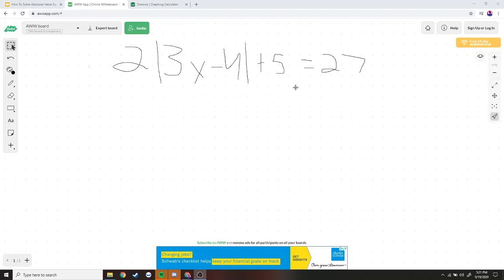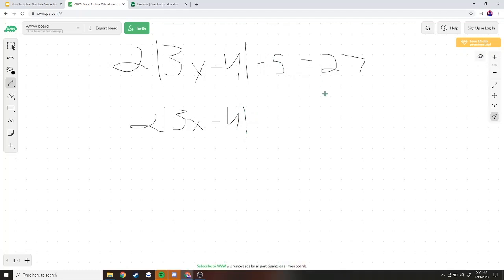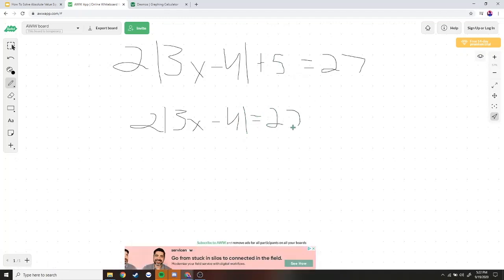So to do that, we're going to have to get rid of this positive 5 and this multiplying of 2. First, we're going to subtract 5 on both sides. So we're going to end up with 2 times the absolute value of 3x minus 4, and since we subtracted 5 on both sides, we're left with 22. Now we need to get rid of this 2, so we're going to divide both sides by 2. And this is going to leave us with the absolute value of 3x minus 4 is equal to 11.